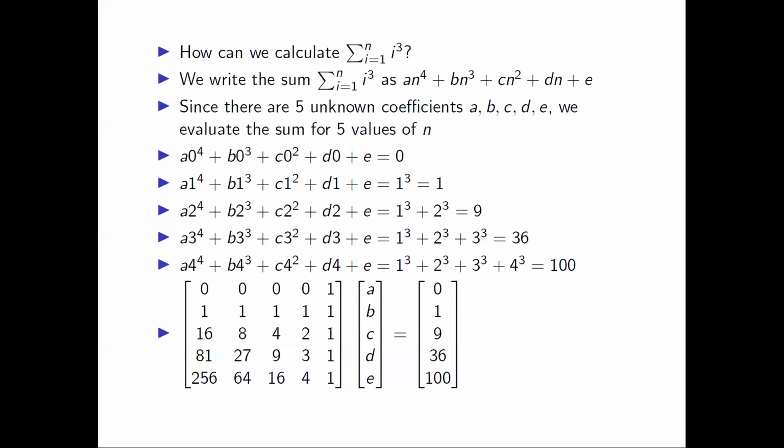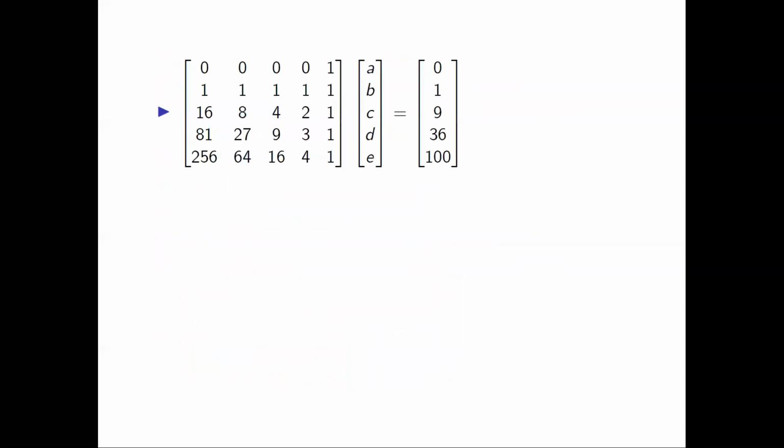I'll note also that the sum that we're looking at, sum from i equals 1 to n of i cubed, is the same as the sum from i equals 0 to n of i cubed for any n greater than or equal to 1. So if we want to know the sum for any n greater than or equal to 1, it's fine for us to be using the first equation for 0. So we have this matrix equation.